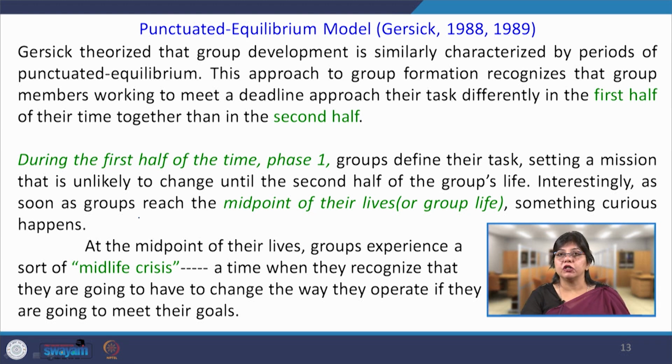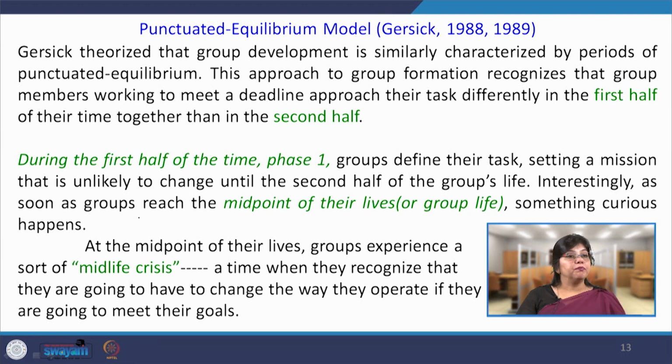So, when we are talking about the punctuated equilibrium model, in the first half of the group process, groups define their task and set a mission, and it is unlikely to change until the second half of the group's life. Group's life means you are into the group process. So, in the first half everything is defined: the group task, the roles and the norms, and every member will function accordingly until they reach the midpoint of the task. As soon as they reach the midpoint, interestingly they encounter some kind of crisis that shakes the group. The equilibrium and the pace they were maintaining are suddenly disrupted, and the question is what should be done to overcome that crisis.